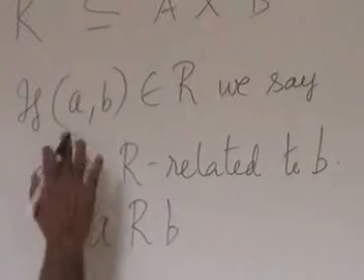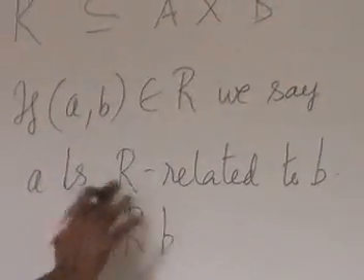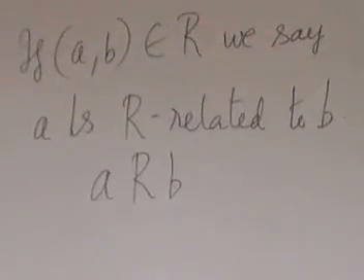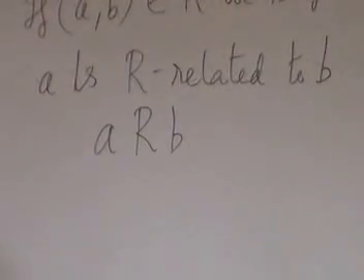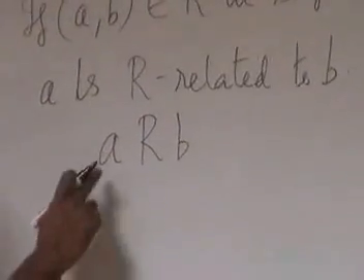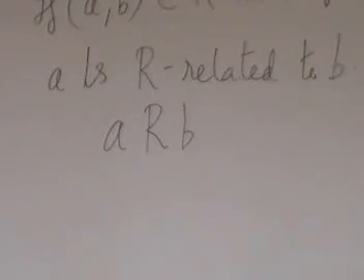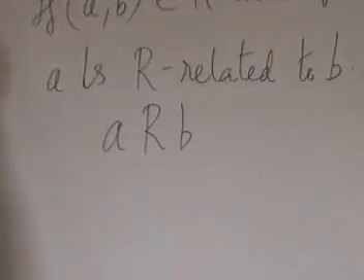So we should be very, very careful with these things. If this ordered pair is in A cross B, we say A is R related to B. Or vice versa, if we have a worldly relation described intuitively by words, and if A is related to B, we say that the ordered pair (A, B) belongs to that R. These are various ways of looking at it.